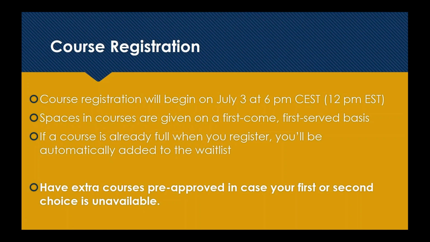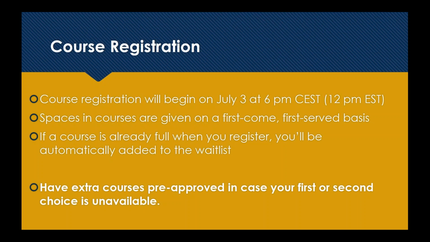So if you really want to take certain classes, it's important that you be online exactly when registration begins. It's at 6 p.m. on July 3rd Prague time, which is 12 noon New York Eastern Standard Time. And so like I mentioned, spaces in courses are given first come, first served. It means that some courses may fill up. And this happens especially at the very beginning of registration because it's quite common for some students to sign up for 1 or 2 more classes than they actually plan to take. And that's your right to do that, but it also means that some courses fill up artificially more so than they will actually be full during the real semester.